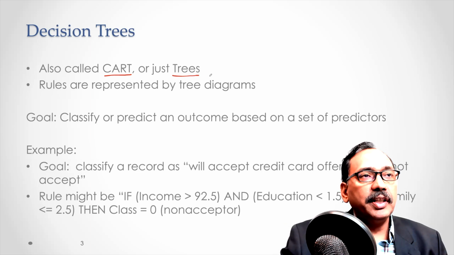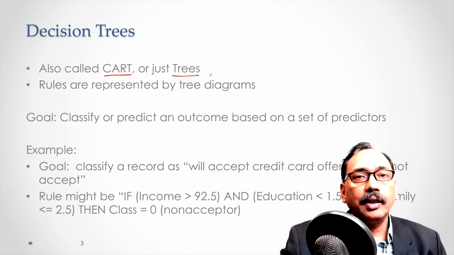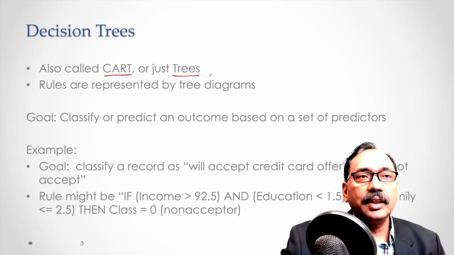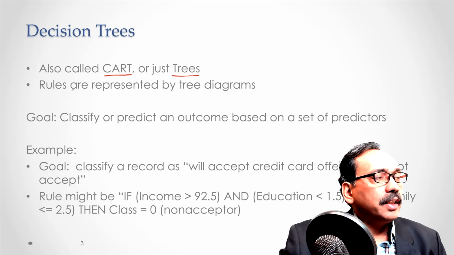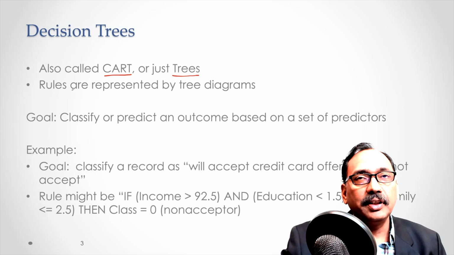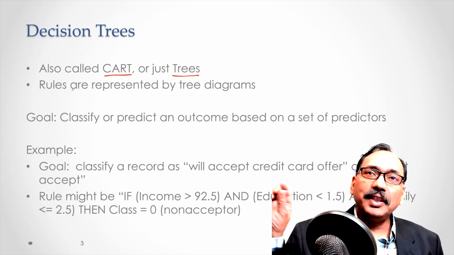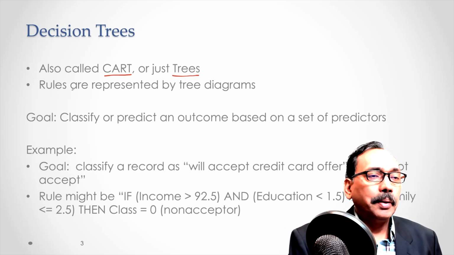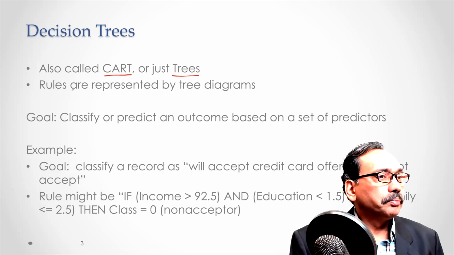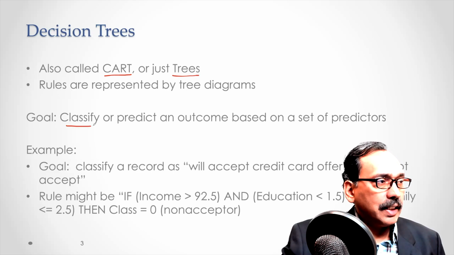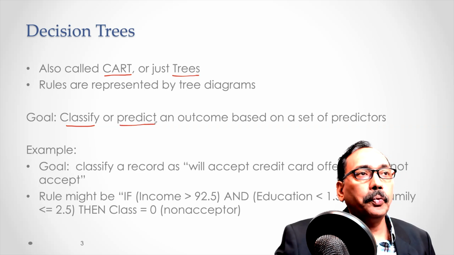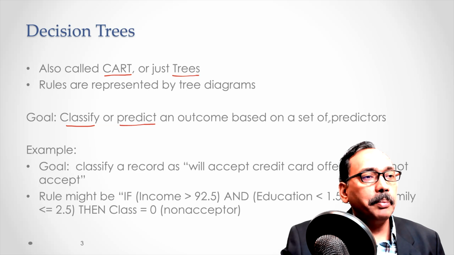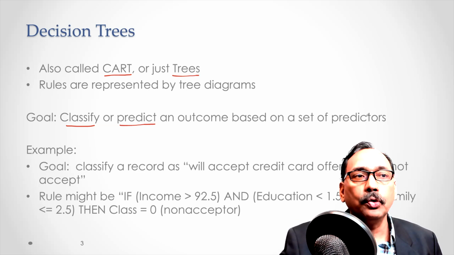Another important thing about trees is that this is a non-parametric method. Unlike multiple linear regression or logistic regression, where we make assumptions about things like normality, in decision trees we don't need any of those kinds of assumptions. Definitely, we need the observations or rows of data to be independent of each other, but other than that, there are no major assumptions. So the goal here is to either classify, or predict where y is numeric, an outcome based on a set of predictors, x1, x2, x3, and so on.